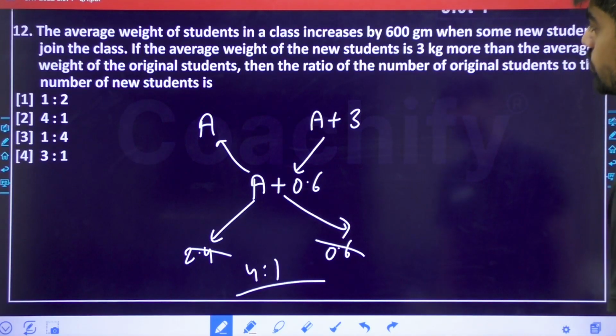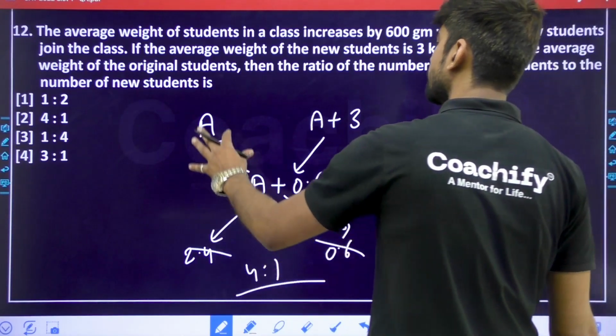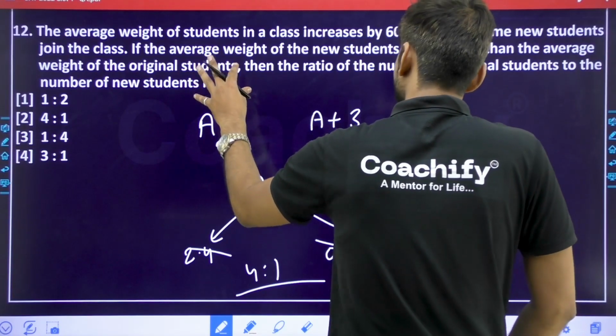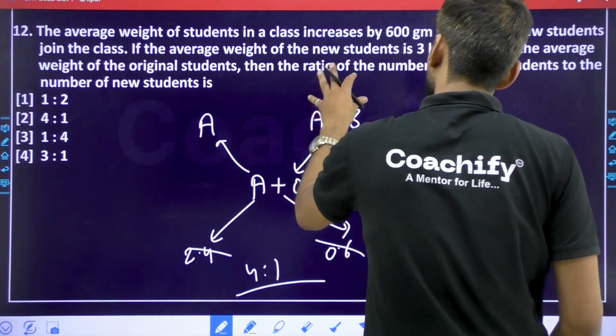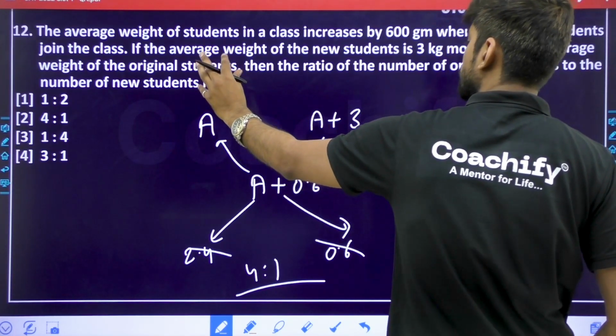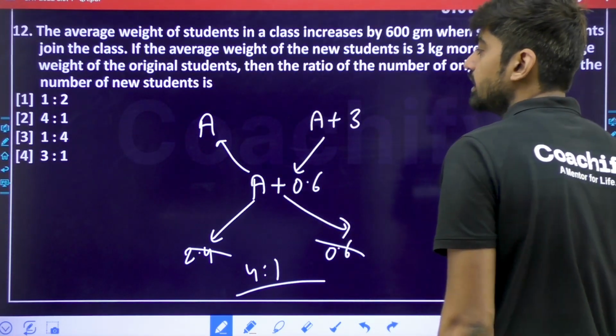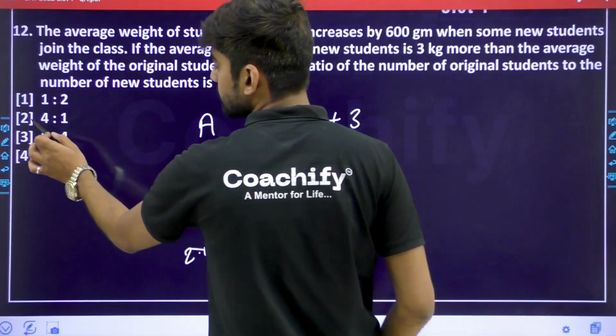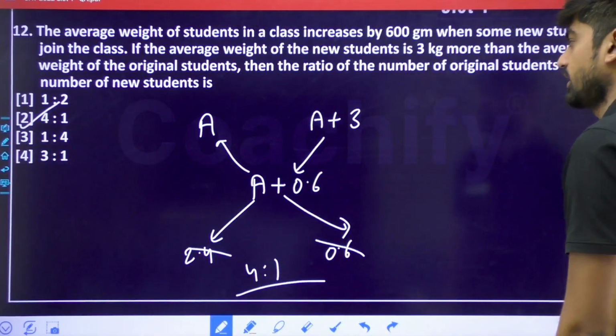So what is this ratio? This is the ratio of the number of students representing this average to the number of students representing this average. So this is nothing but the ratio of original number of students to the number of new students. That makes my second option absolutely correct.